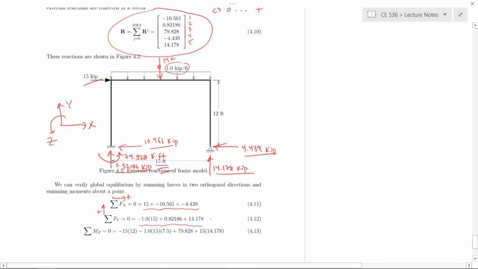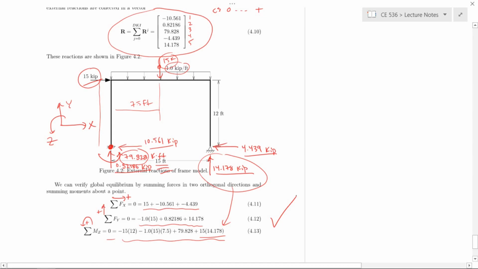And then we can sum moments about the z-axis from any point. And I believe this equation is written for moments about this point over here, right? So we get this 15 kips times 12 feet, all right? And then we get this 15 kips times its moment arm of 7.5 feet, all right? And then we have the moment reaction, as well as the moment produced by this reaction here, which is what that is. And this, you can verify, all sums up to 0. So global equilibrium is satisfied.